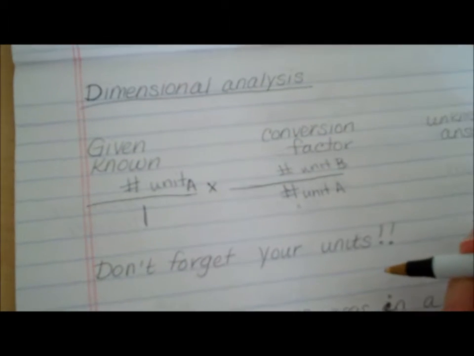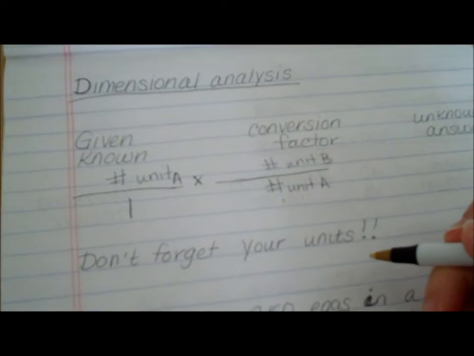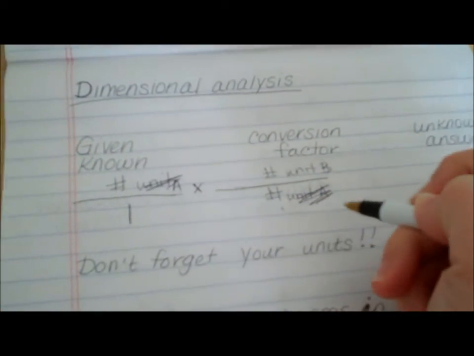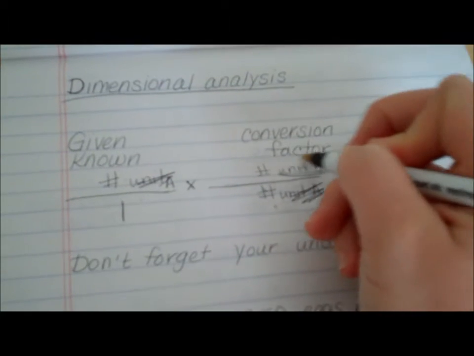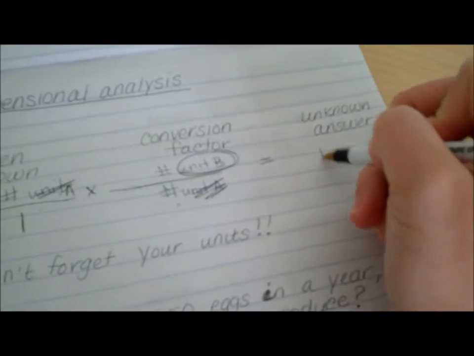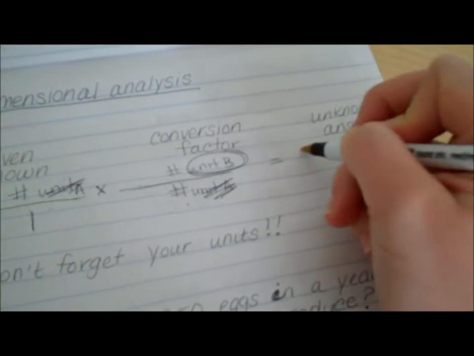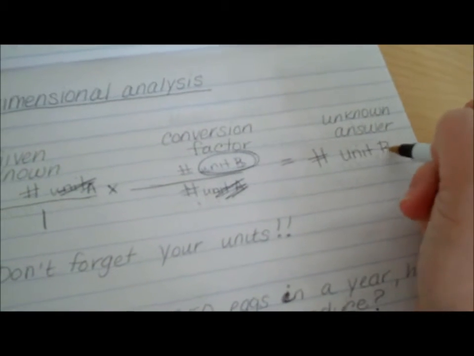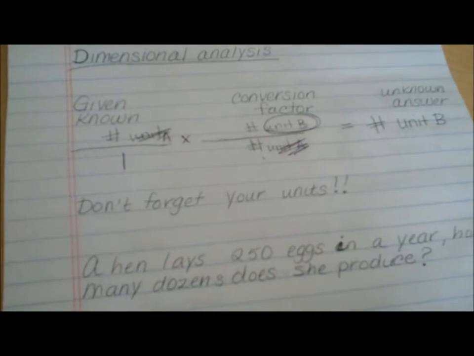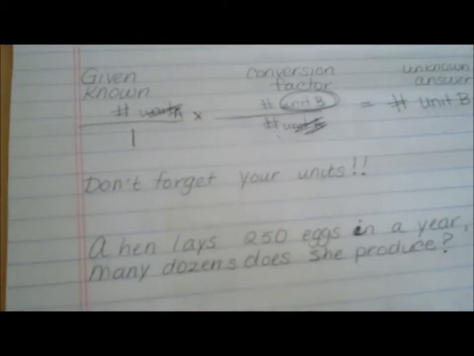The great thing about dimensional analysis is that it's a uniform set procedure. You want your unit A to cancel out with your unit A down here, and then whatever unit you're looking for will be that unknown answer. So then we would have some number in unit B. So let's try an example. The biggest thing about dimensional analysis is not to forget your units.